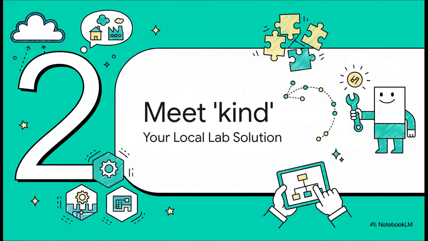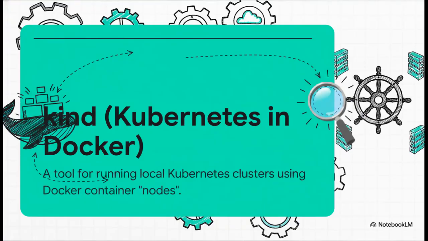So if we agree that local is the way to go for serious learning, how do we pull it off without a massive headache? Well, this is where an amazing little tool comes into the picture. Let's meet Kind. Kind is literally short for Kubernetes in Docker, and honestly, that name tells you pretty much everything you need to know. It's a beautifully simple tool that was designed for one thing, running Kubernetes clusters locally, easily.